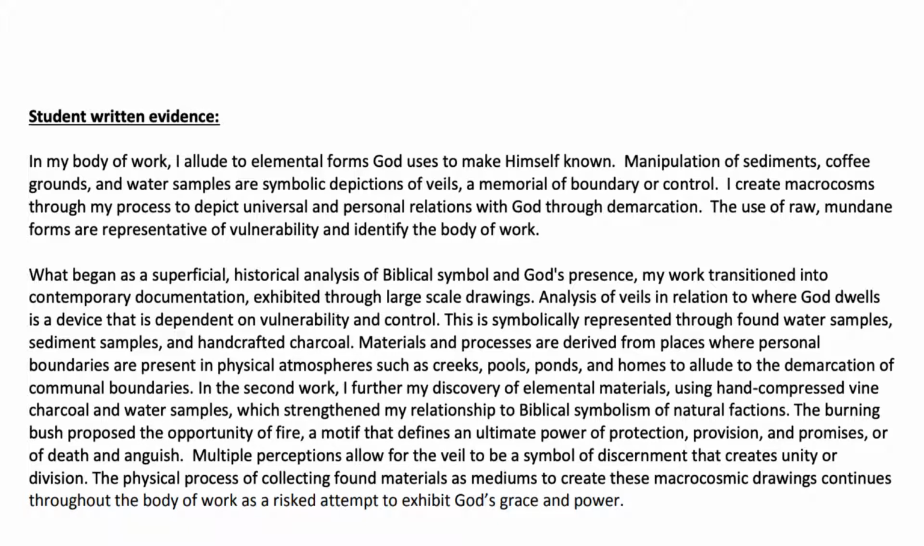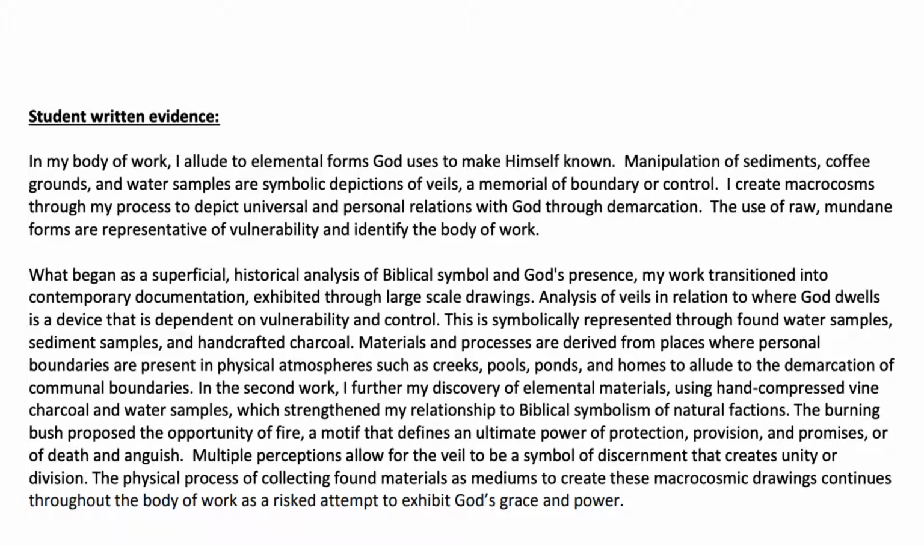In my body of work, I allude to elemental forms God used to make himself known. Manipulation of sediments, coffee grounds, and water samples are symbolic depictions of veils, a memorial of boundary or control. I create microcosms through my process to depict universal and personal relations with God through demarcation. The use of raw, mundane forms are representative of vulnerability and identity.